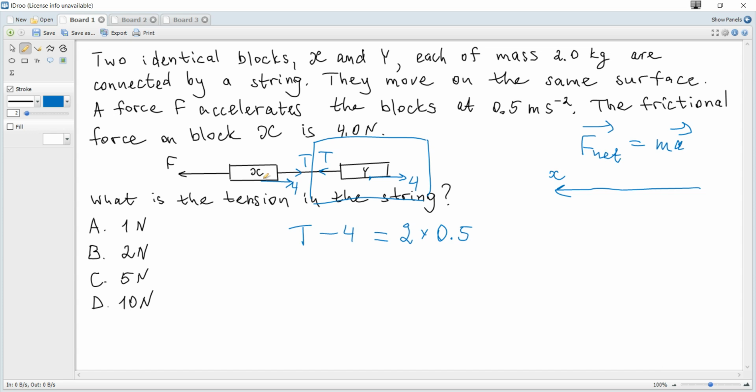And we can see that we can find T. It's 4 plus 1, it's 5 newtons. So it's C, and that's all for this question.